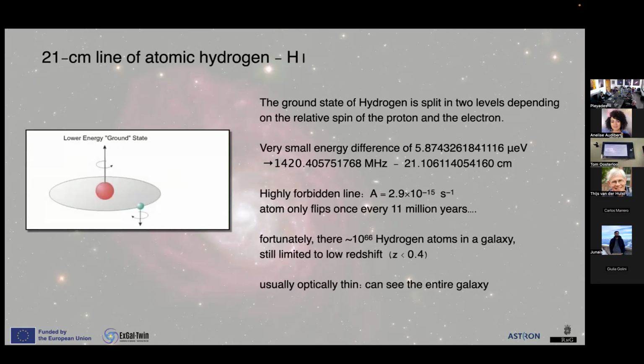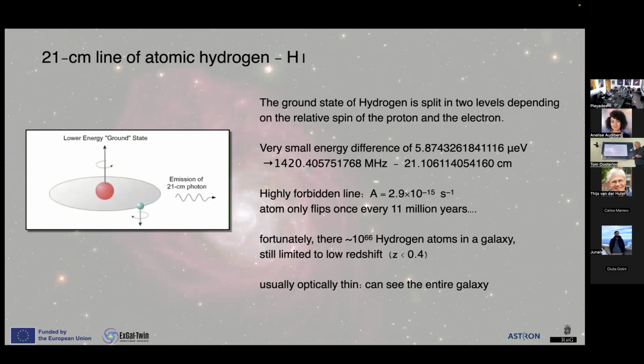The 21 centimeter line, famous of course, is the ground state of hydrogen. The lowest level is split in two levels, depending on the relative spin of the electron and the proton. And when the electron flips, it emits a photon of this energy. It's one of the most accurate quantities known, because it only depends on atomic constants. The physics of this is relatively simple. So you get a photon of 1420 megahertz, 21 centimeter.